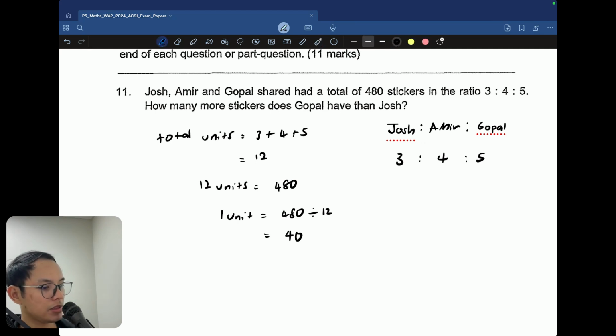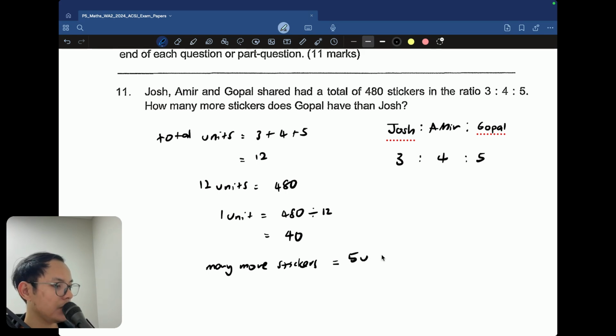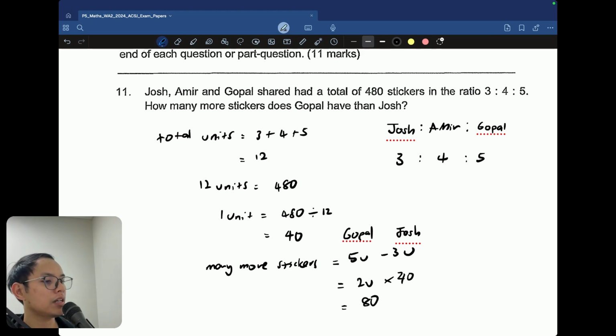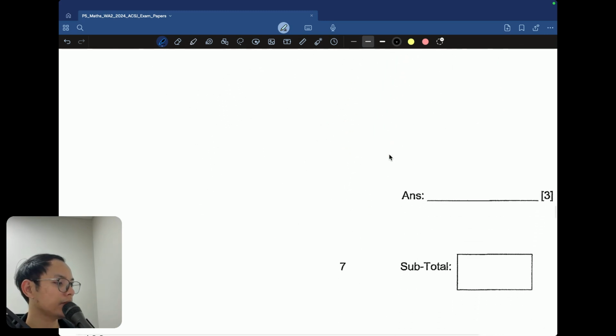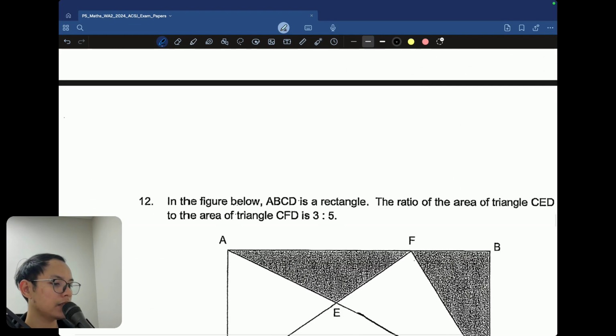So how many more stickers? It's basically 5 units minus 3 units, because this is Gopal, this is Josh. So 5 units minus 3 units becomes 2 units, which is basically times 40 over here. This will become 80. So that's how many more stickers Gopal has than Josh. So the answer is 80. There we go. All right, let's move on to the next question.